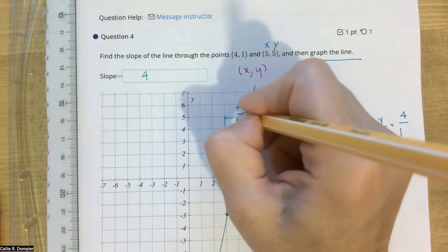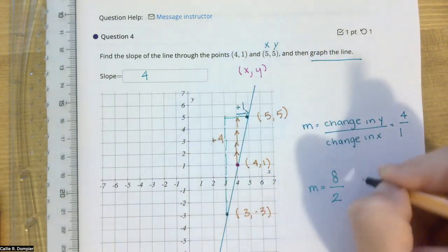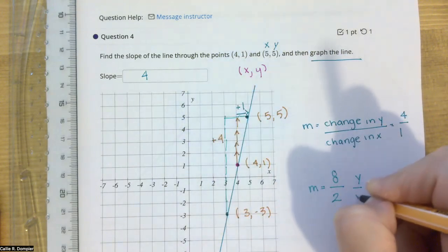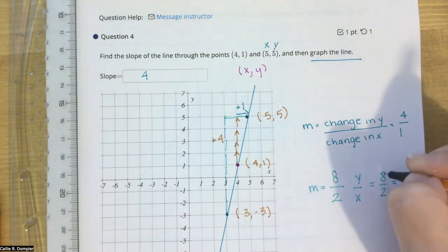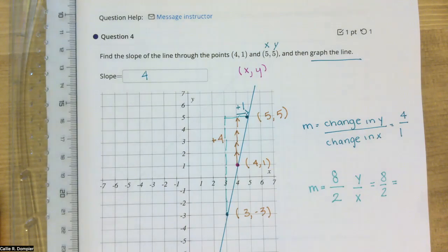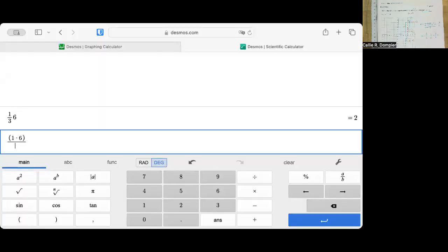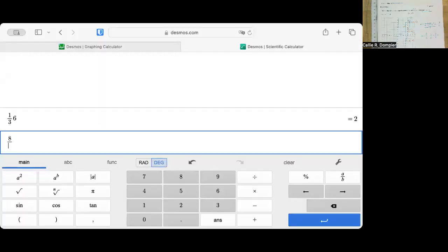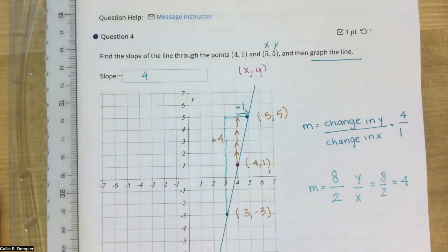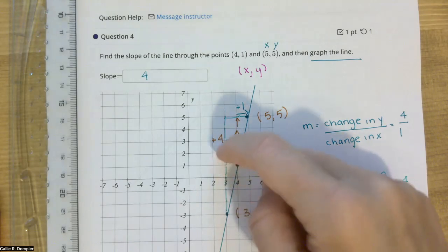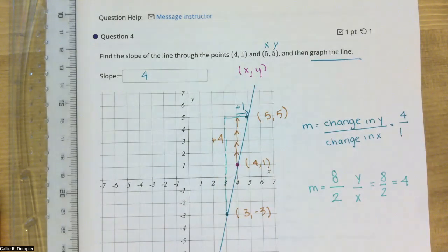I got up to here, and then I go over 2, +2, because that was the change in y over x. 8 over 2 is, watch this, 8 divided by 2 is 4. So you can always use that to find the simplest form of your fraction. The slope is 4. How could you find the slope if you weren't able to just count, because it was a really big number, you didn't want to make a mistake, right?